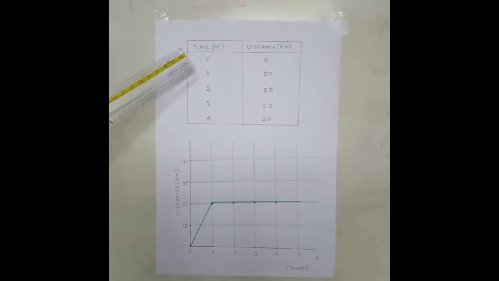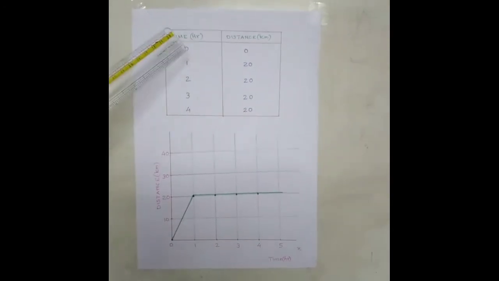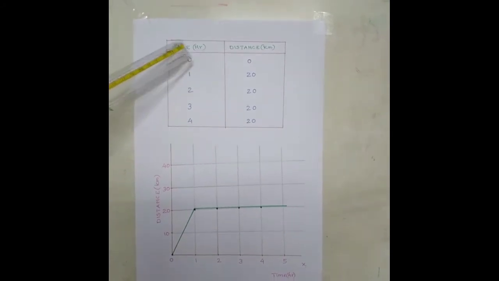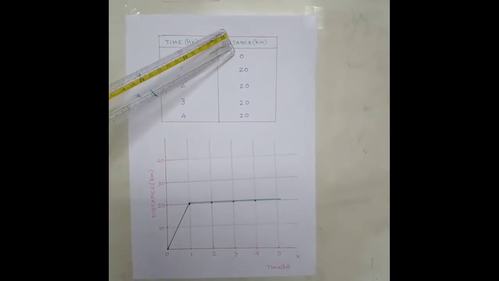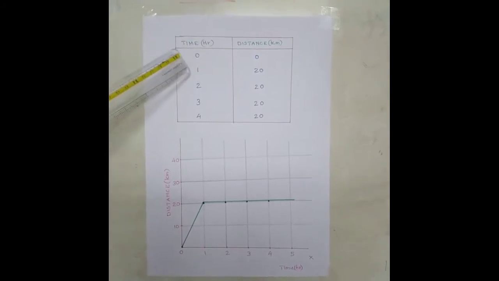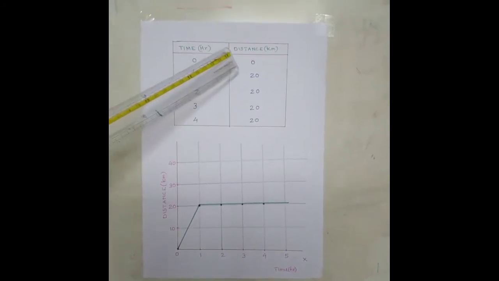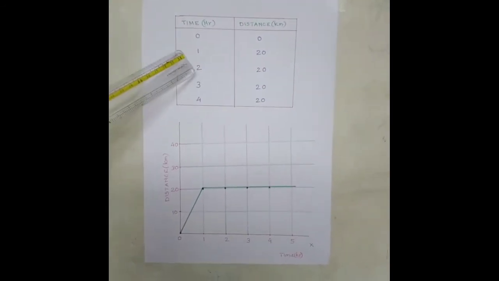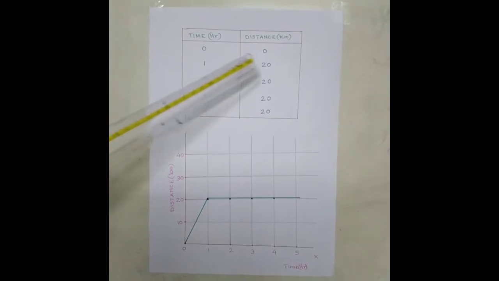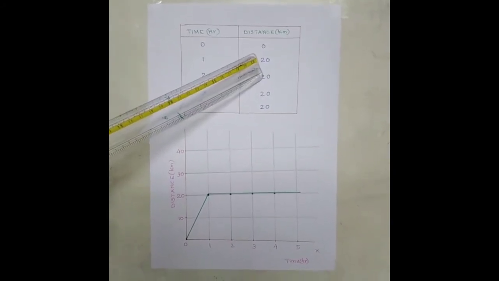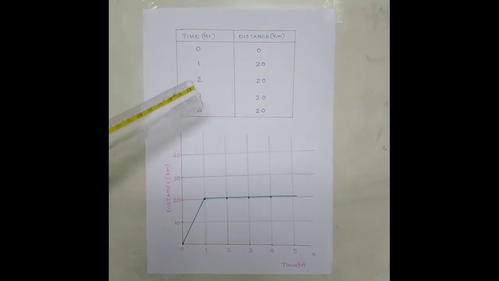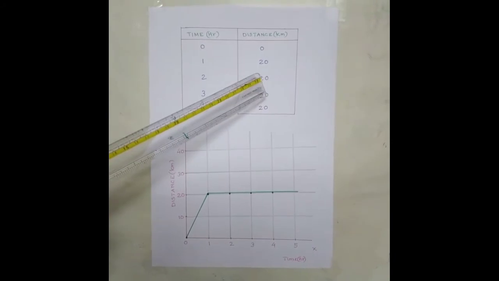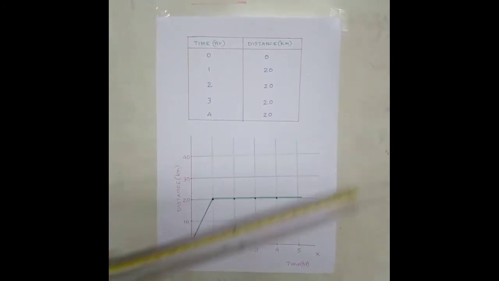You can see another type of data table, a distance-time table. Here at time 0 the car is in the porch, representing 0 distance. After 1 hour it is found that the car has traveled 20 km. It is interesting to see that after 2 hours also the car is at the same place, that is, 20 km from the porch. After 3 hours also the car is found to be in the same place. That means the car did not travel thereafter.